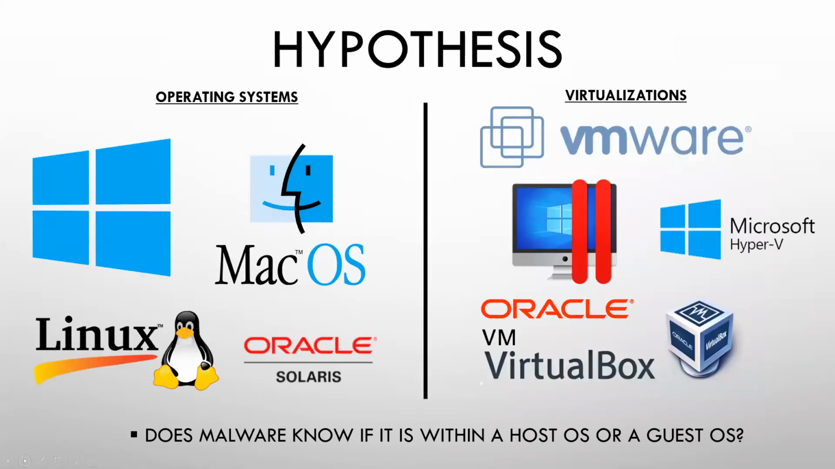On the left, we have some examples of commonly used operating systems, and on the right, there are some examples of virtualization. With this in mind, we can try to look at how malware itself behaves inside of a virtual machine. We believe that there will be a vulnerability that can be exposed or exploited by malware.